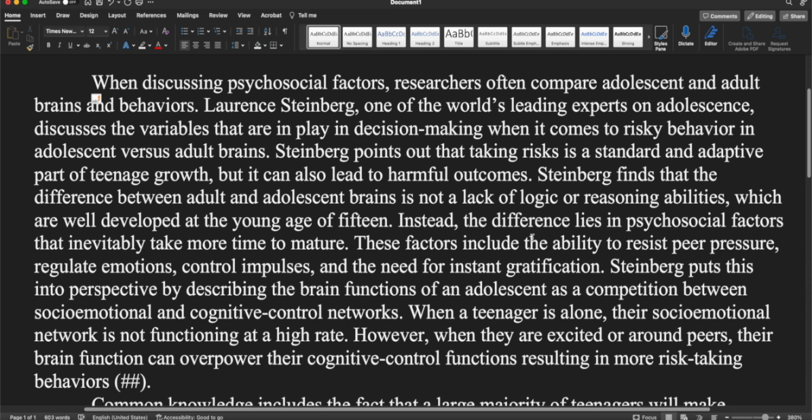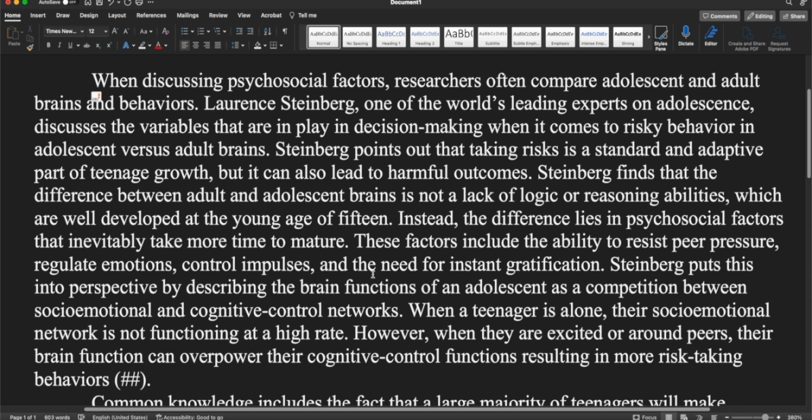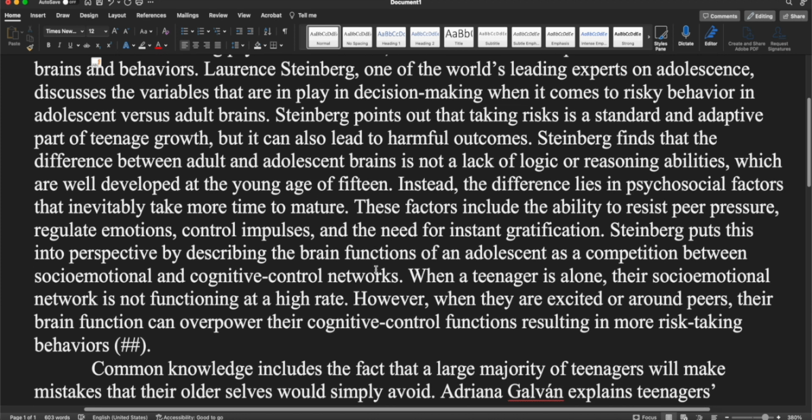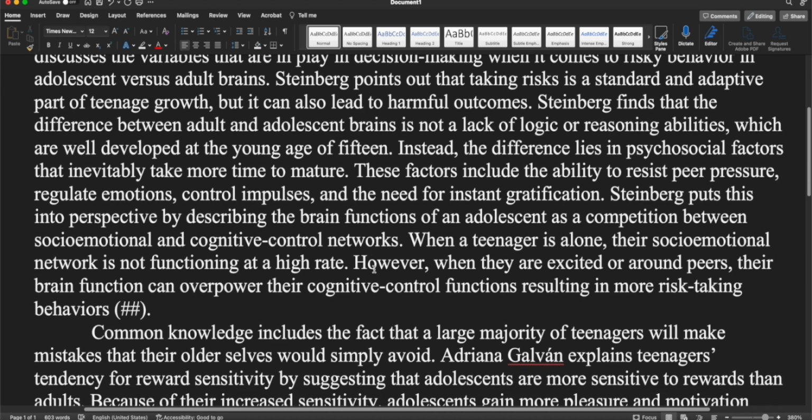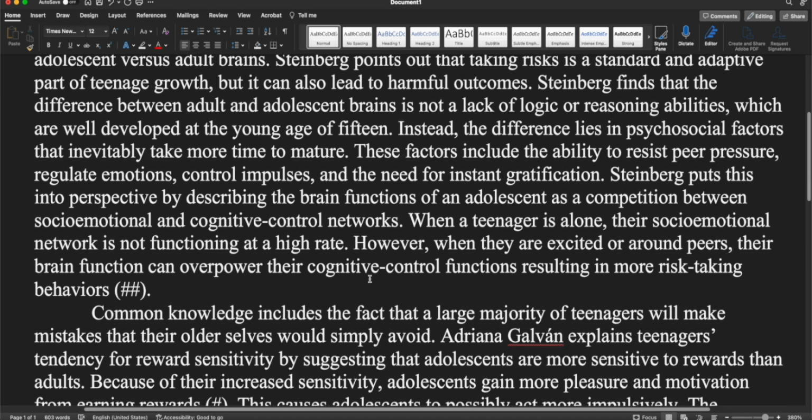Let's read it. When discussing psychosocial factors, researchers often compare adolescent and adult brains and behaviors. Lawrence Steinberg, one of the world's leading experts on adolescence, discusses the variables that are in play in decision-making when it comes to risky behavior in adolescent versus adult brains. Steinberg points out that taking risks is a standard and adaptive part of teenage growth, but it can also lead to harmful outcomes. Steinberg finds that the difference between adult and adolescent brains is not a lack of logic or reasoning abilities, which are well developed at the young age of 15. Instead, the difference lies in psychosocial factors that inevitably take more time to mature.